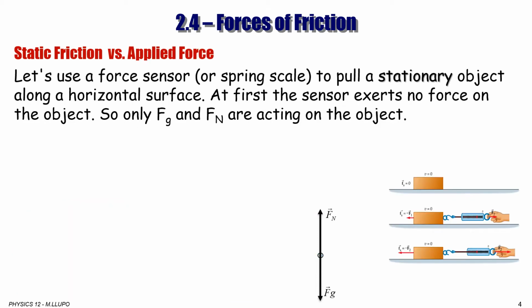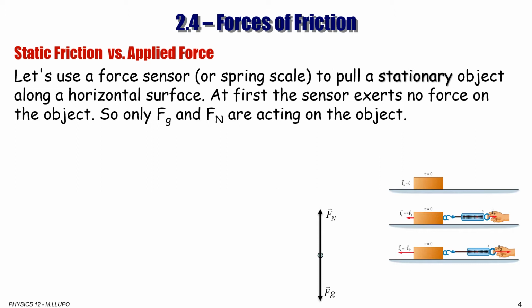Let's analyze the relationship between applied force and static force of friction. For this, we can use the diagram on the right, where we have a stationary object, and we can use a spring scale or a force sensor to pull it along the horizontal surface. And obviously, there is a static force of friction acting between the object and the surface itself.